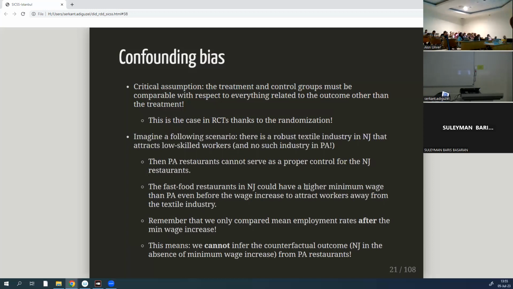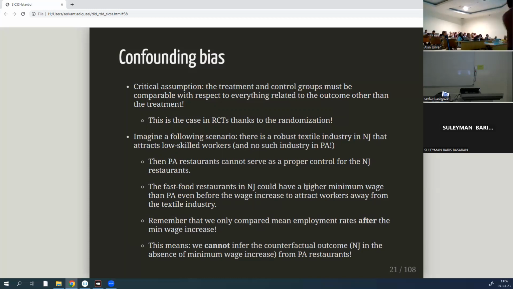And this is the example that I just gave you. So imagine in New Jersey there is this textile industry, right? And well, the argument is textile industry is more low-skilled labor intensive, all right? Which also in a fast food restaurant, most of the employment is also low-skilled. So then in New Jersey there's going to be a competition for low-skilled labor, which then impacts the very outcome that we are interested in.